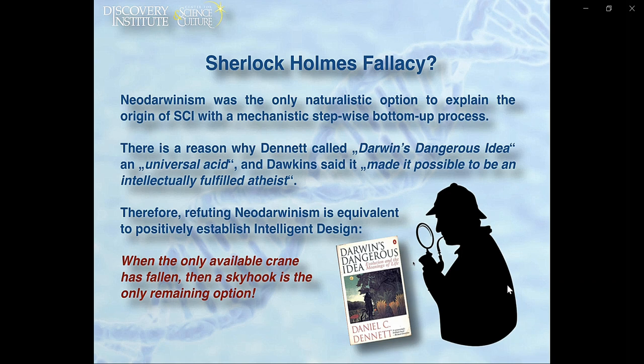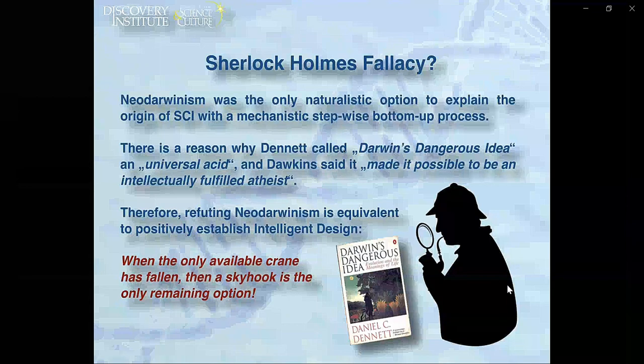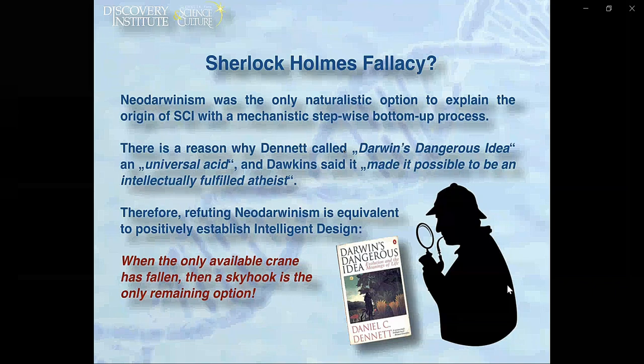So the question is: is neo-Darwinism the only naturalistic option, or are there many others? Have we just shot down one of many naturalistic alternatives? Then we haven't refuted evolution. But Darwinism is the only available naturalistic option. Humanity in 2,000 years of science and philosophy has never come up with a different idea of how you can build information with a bottom-up mechanistic process.